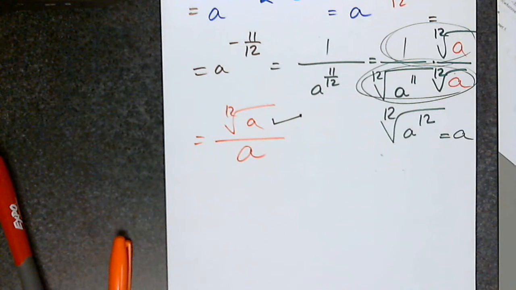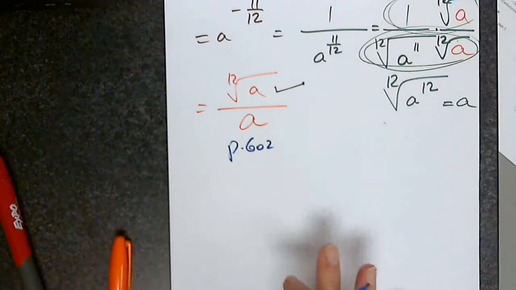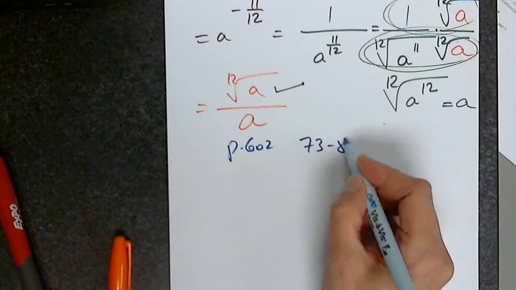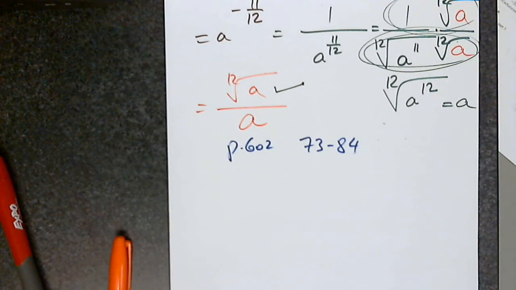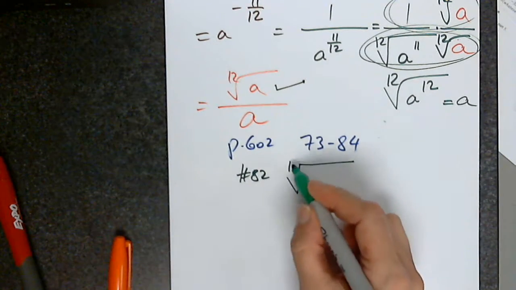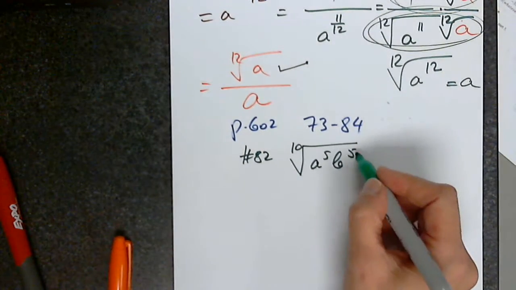Okay, so let's also look at how we can simplify radicals. I'm on page 602, and I'd like to look at problems 73 through 84. And then we can continue. Let's say problem 82. And this is the square root of 10, a to the 5th, b to the 5th.